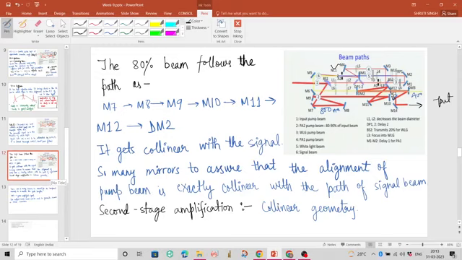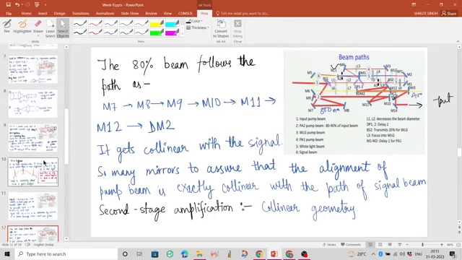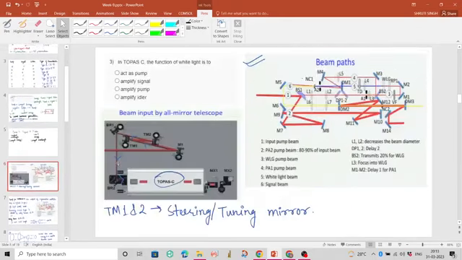Now let's come back. We have two questions regarding this, so let's discuss the questions now. This was the setup which I explained. Now question 3: the function of the white light is to act as pump, to amplify signal, amplify pump, or amplify idler. Now here, what is the white light doing? The white light is basically used to generate the signal.